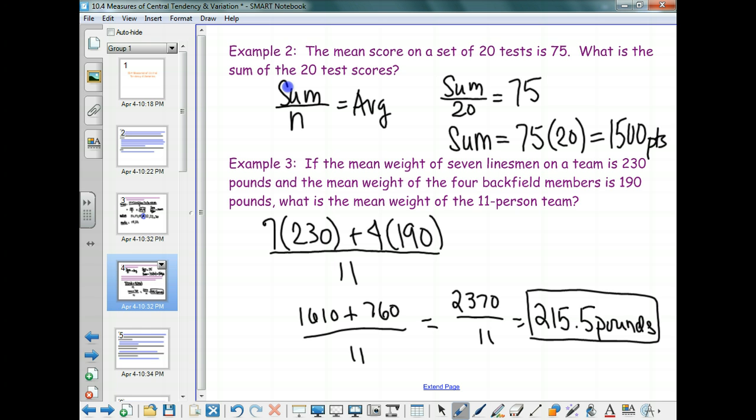Now, a good thing to do at this point would be to take a look and make sure that that value we just got was between the 2 values we started with. Because if we're averaging them together, it better be. And 215 is between the 230 and the 190, so this is a reasonable solution. If you had done this and made some sort of an error and you found out that it was 250 pounds, there's definitely a problem, right? You can't average things together and get them larger than what you started with.